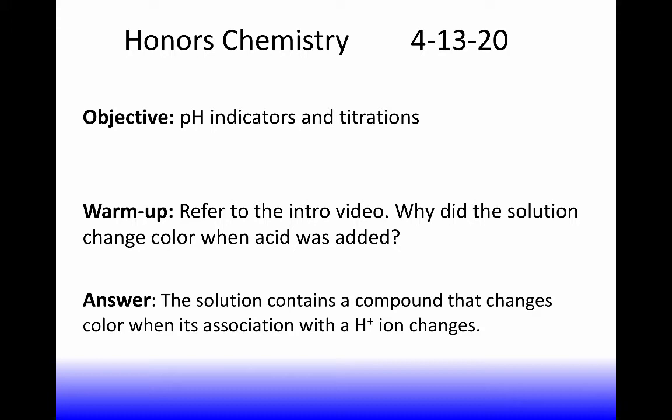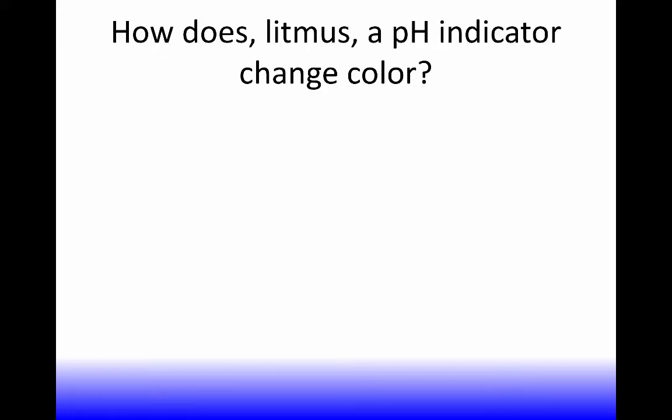So in this particular case, it's bluish purple when it doesn't have a hydrogen ion, but when you add acid, it gets attached to a hydrogen ion, and in that case, it turns pink. Now, litmus is a classic pH indicator. Okay, so why does it change color? Well, we're going to go over what I just said again.